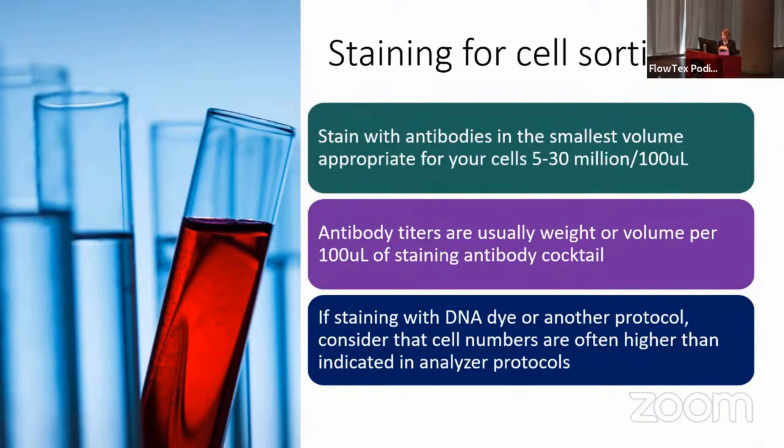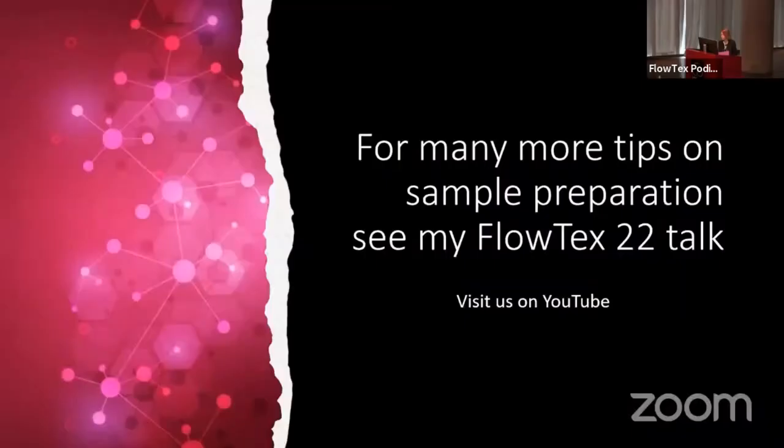Your antibody titers are usually based on weight or volume per 100 microliters of staining. And you can titer for cell sorting, but you need to use a lot of cells. So there are some rules of thumb where if you are at 5 million per 100 microliters, you probably do not need to increase your titer from what you would use for analysis. But once you pass 10 million per 100 microliters, you're going to need to double or triple the amount of antibody that you add. If you're staining with DNA dye or another protocol, always consider that your cell numbers are often higher and you need to optimize those protocols.